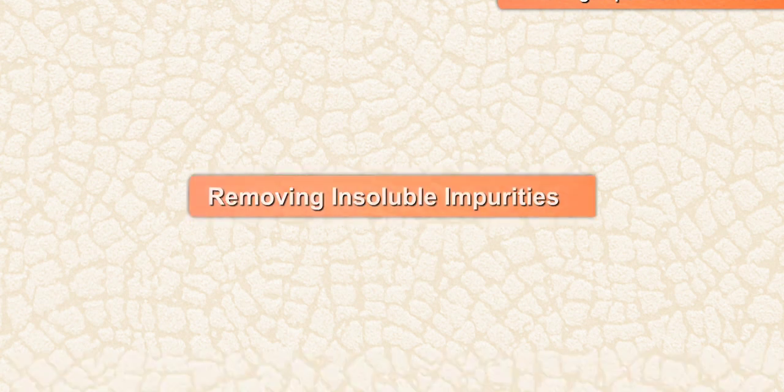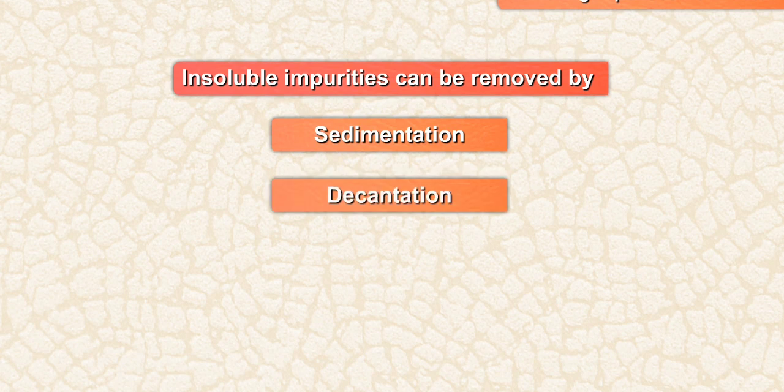Removing impurities from water. Different impurities are removed by different methods. Removing insoluble impurities. Insoluble impurities can be removed by sedimentation, decantation, and filtration.